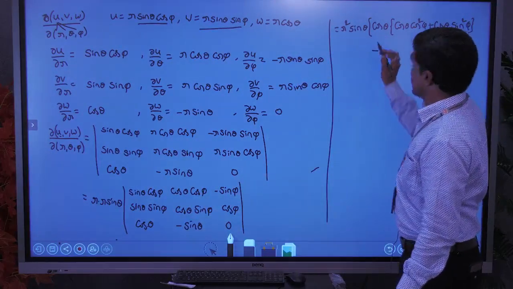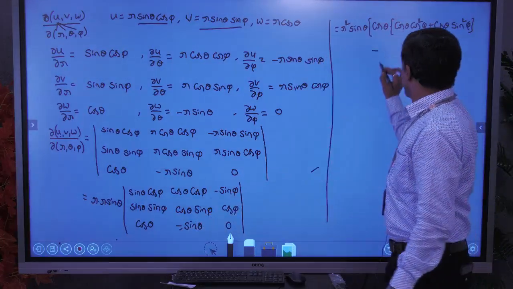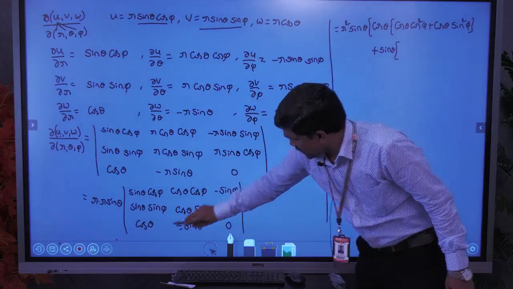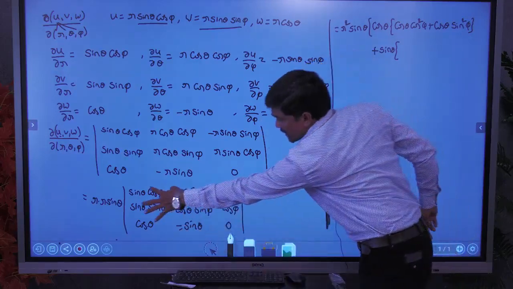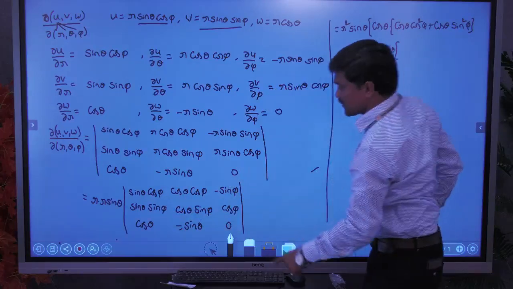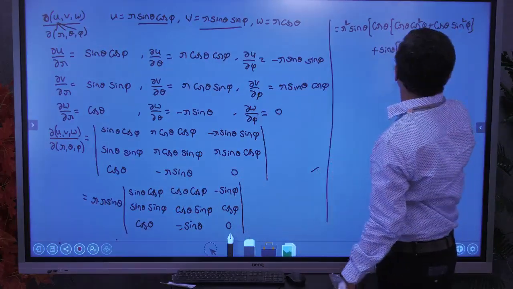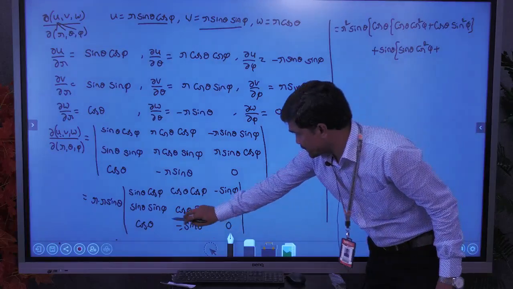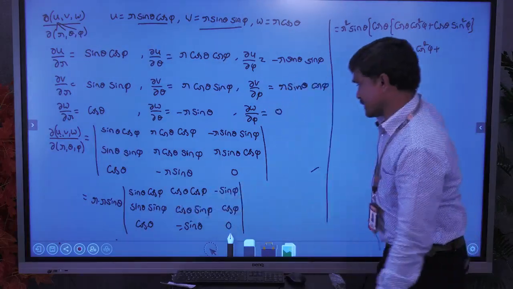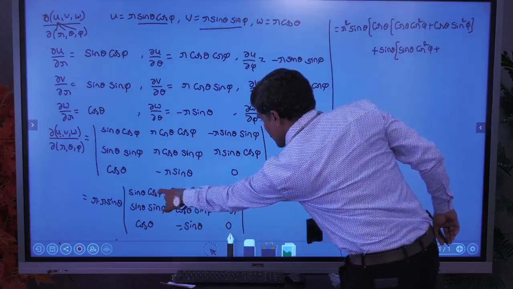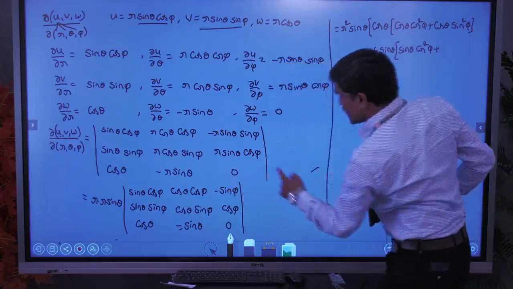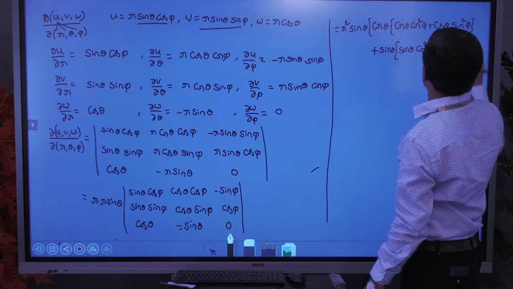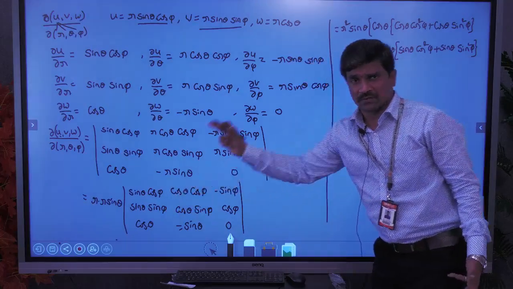Minus sin theta into, here minus of minus is plus, sin theta into, again take a row and a column, then the remaining matrix is sin theta cos phi, sin theta sin phi, minus sin phi, cos phi. So take the determinant: sin theta cos phi into cos phi, sin theta cos square phi, plus sin theta sin phi into minus sin phi, minus of minus plus, sin theta sin square phi. So 0 into the remaining matrix determinant is clearly 0.